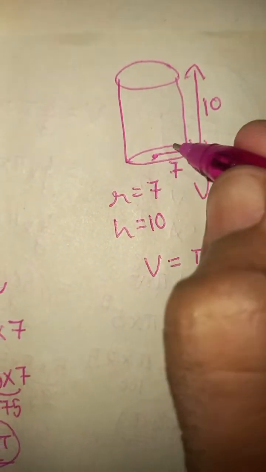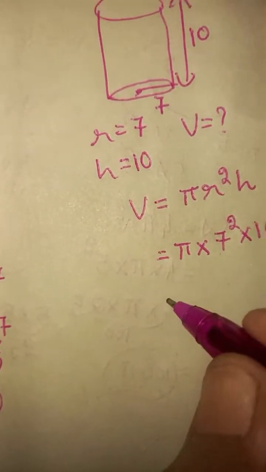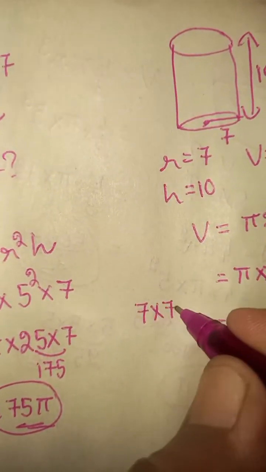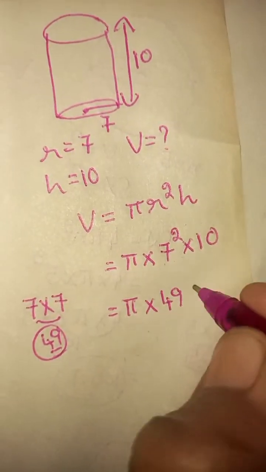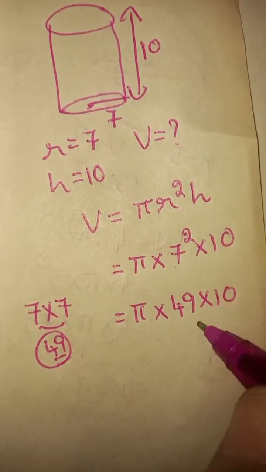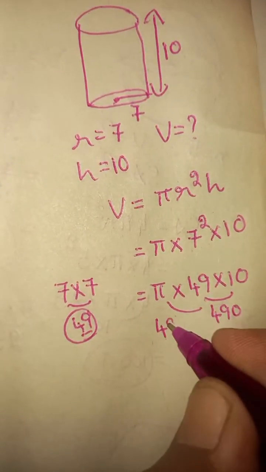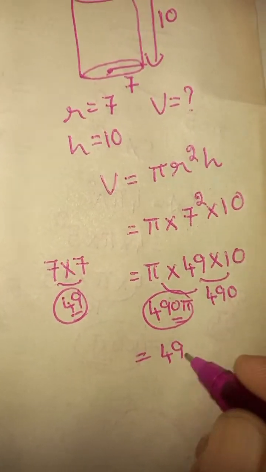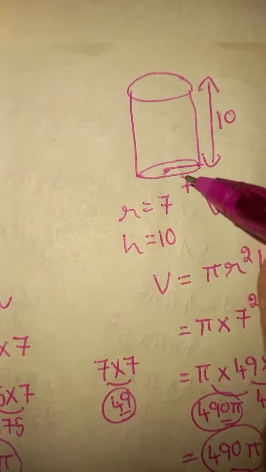This base area is pi r square times the perpendicular height, pi r square h. Now 7 square means 7 times 7, which becomes 49. So this is pi times 49 times 10. 10 times 49 is 490. So this becomes 490 pi cubic units, which is the actual volume of this cylinder.